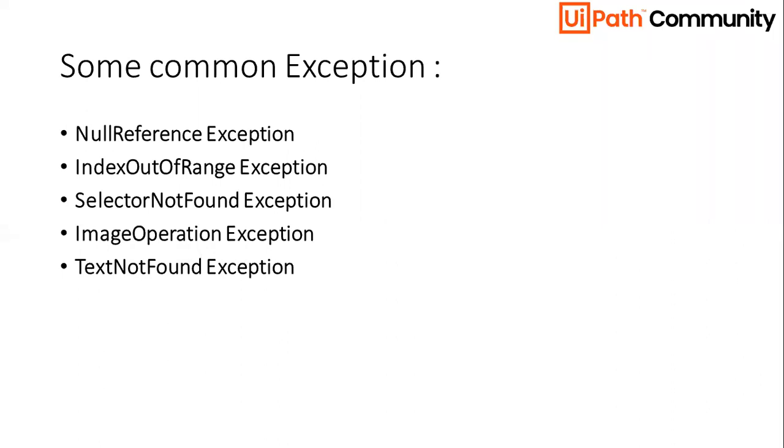Then the text not found exception. There are certain activities which help you do text automation, like click text. Suppose on screen it's written "common", and I want to click on it. There is an activity in UiPath Studio, which is click text. I'll drag in that activity and pass "common". Now what would the bot do? It would come on screen and search for the word common, and if it is found, it would click on that word. But if that particular text is not found anywhere on the screen, then you would get a text not found exception.